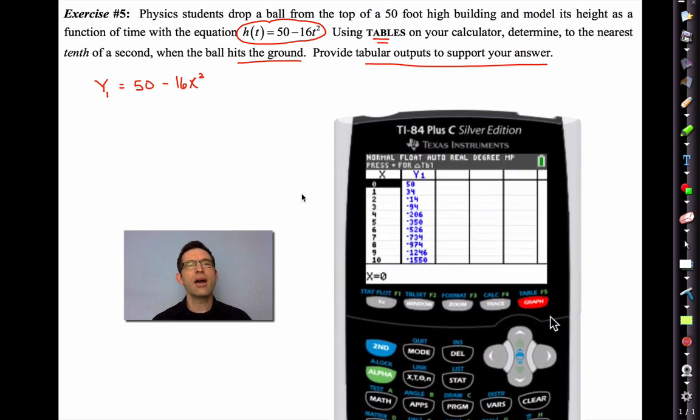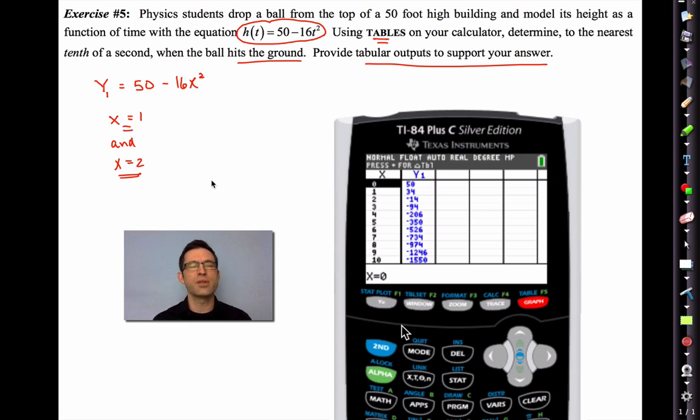All right. Now, how do we interpret this? Well, obviously at 0 seconds, the ball is 50 feet above the ground. At 1 second, it's at 34 feet above the ground. But look at this. At 2 seconds, we're at negative 14, which means we're below the ground according to the equation. So at some point between x equals 1 and x equals 2, we must hit the ground.